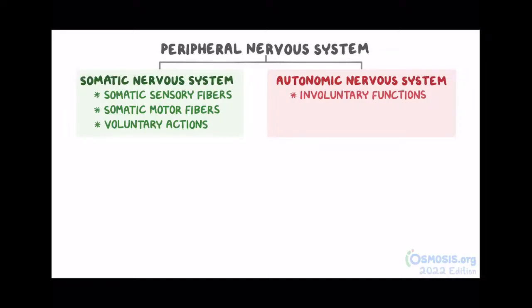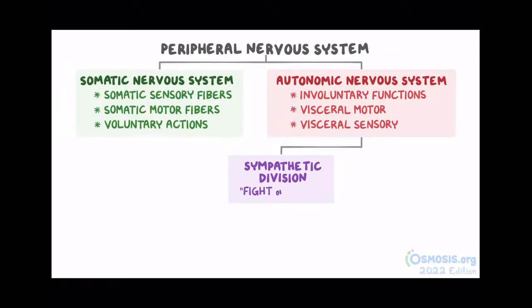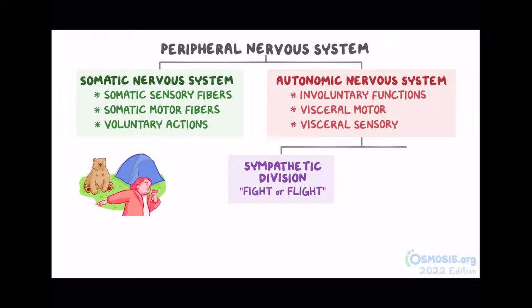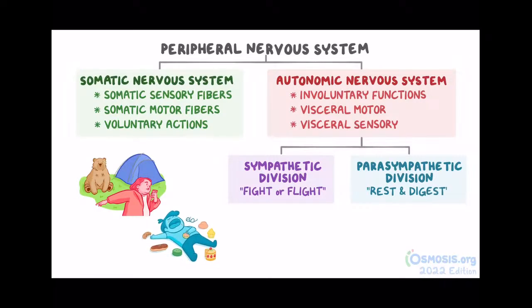The autonomic nervous system consists of visceral motor fibers that innervate smooth muscle, cardiac muscle, and glands, and are accompanied by visceral sensory fibers that help regulate the function of the viscera. The autonomic nervous system is further divided into the sympathetic division in charge of the fight or flight response and its balancing counterpart, the parasympathetic division in charge of the rest and digest response.